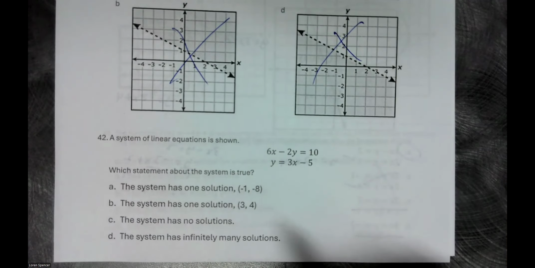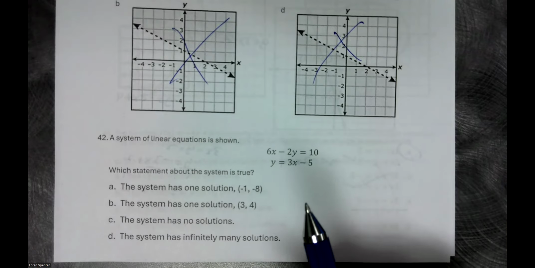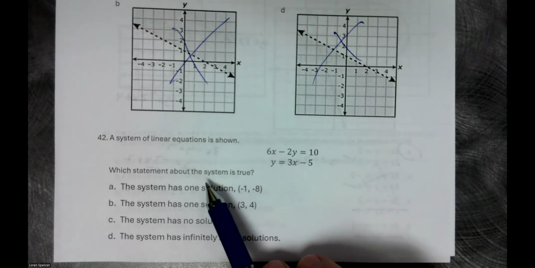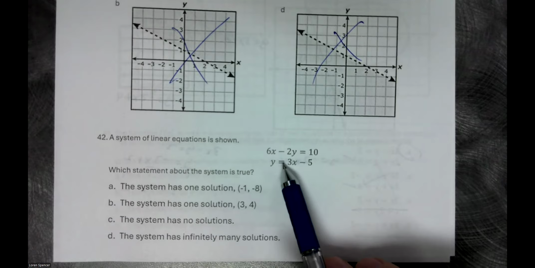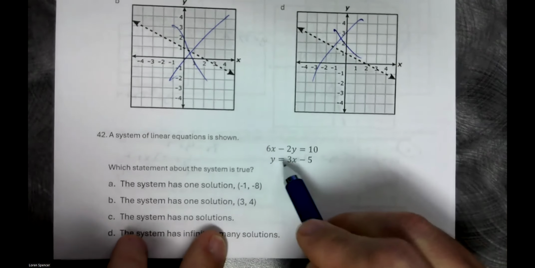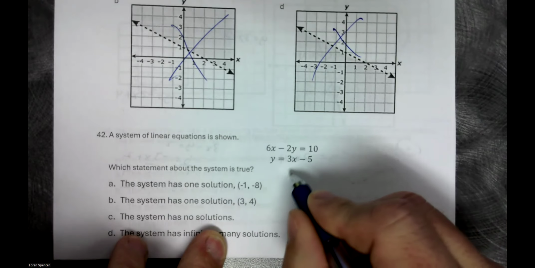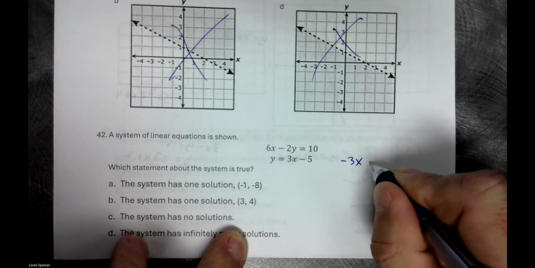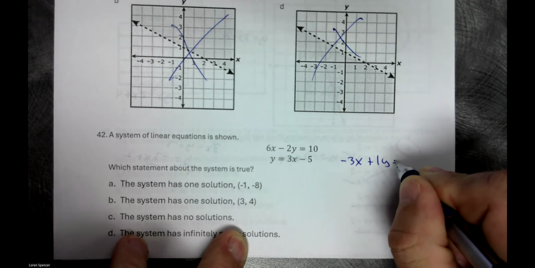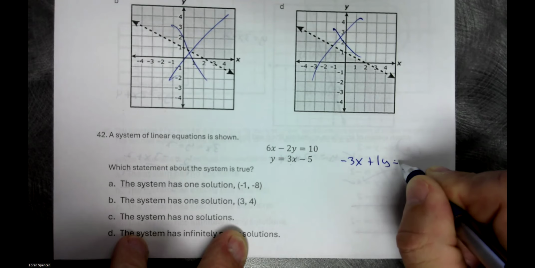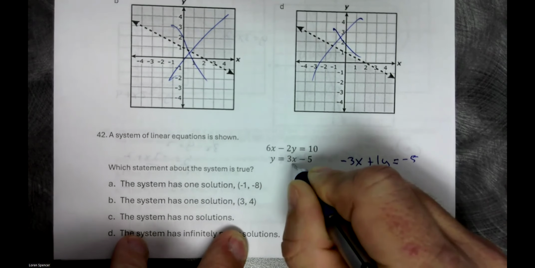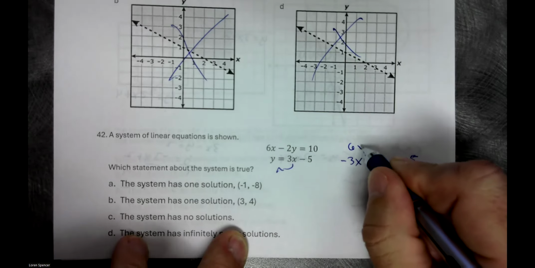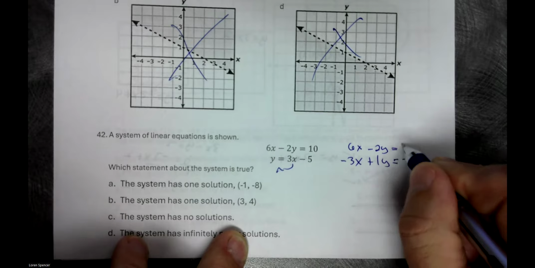Okay, number 42, an important type of problem that's going to show up. A system of linear equations is shown. Which statement is correct? Well, what I want to do with this is rearrange it so they're both in standard form. The first one already is, but I need to move this 3x over. When I do that, I'm going to have negative 3x plus 1y equals negative 5, because all I did was take this 3x over and swap the sign. And then originally I have 6x minus 2y equals 10.